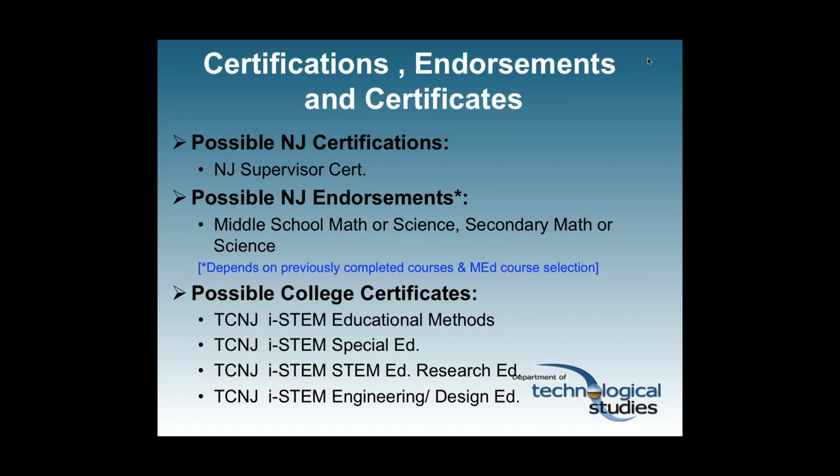TCNJ will also issue certificates on your transcript for the 4 areas at the bottom: integrated STEM educational methods, integrated STEM special ed, integrated STEM research, and integrated STEM engineering/design. And those correlate to the pathways I just talked about. So that would be a TCNJ certificate that essentially will let your colleagues know that you've done some specialization work in one of these areas.